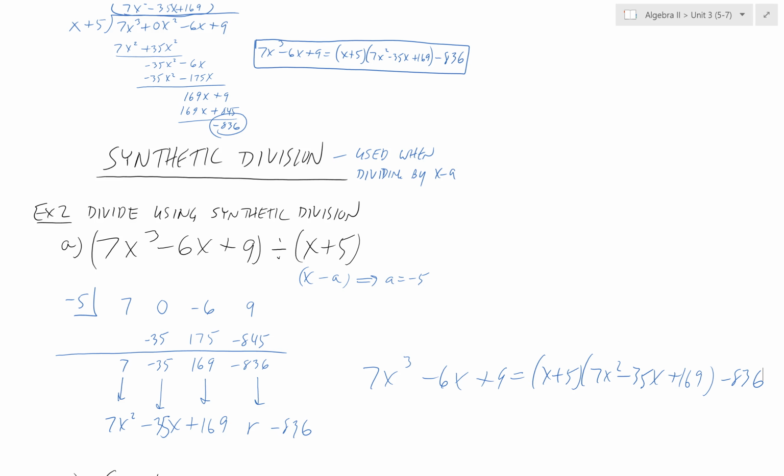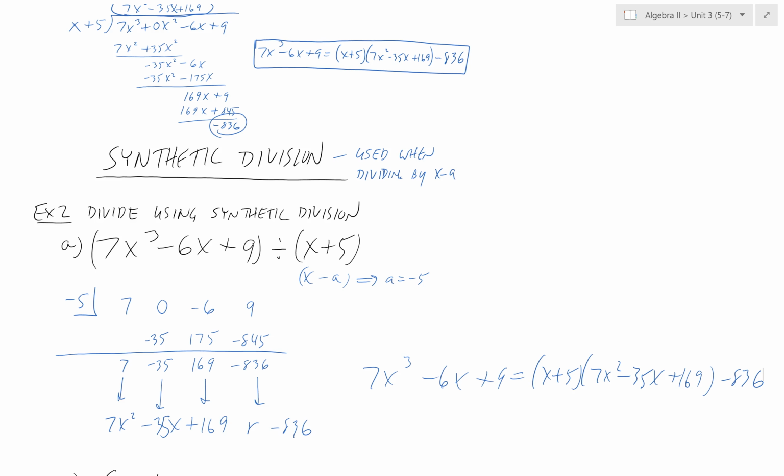Okay, any questions? Yes, Timothy? By just using this method, how do you know it's starting with x squared again? Because we're dividing an x cubed by an x. X cubed divided by x is x squared, so that tells us our first term needs to have an x squared in it. Does that make sense? Okay, any other questions?